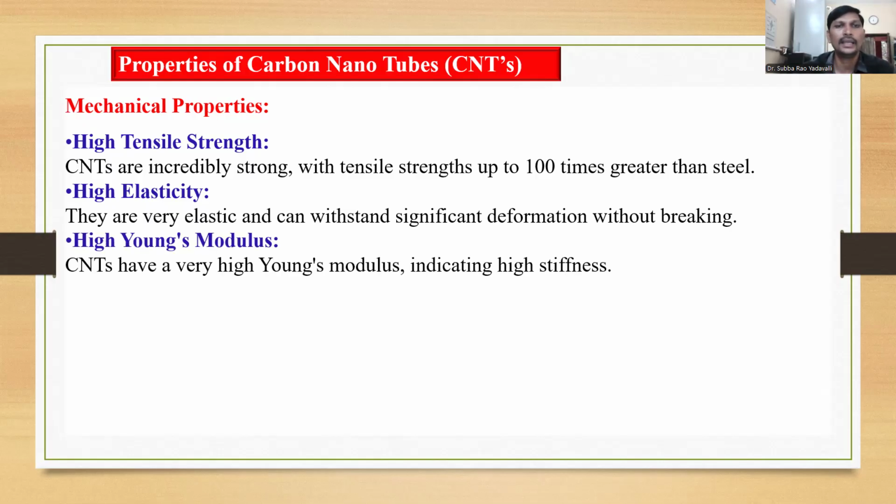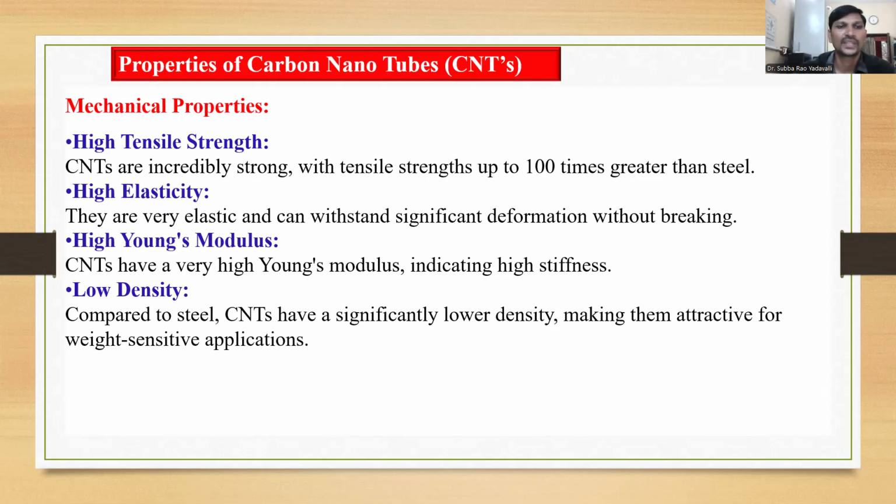And the next one, high Young's modulus. Young's modulus is a parameter of materials, an indication of stiffness and weakness. If the Young's modulus is high, it indicates the materials are hard and strong. If the Young's modulus is very low, it indicates the materials are very weak and porous. So carbon nanotubes have a high Young's modulus, which means they are hard and tough materials.